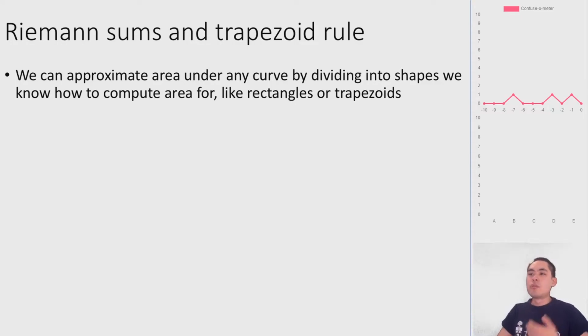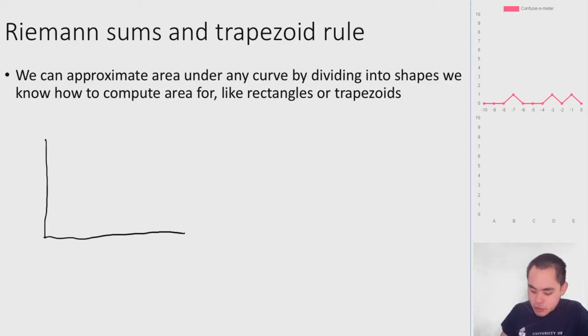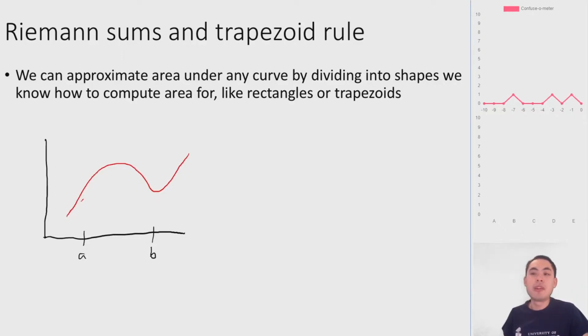Okay, so we can approximate area under any curve by dividing into shapes we know how to compute for. So let's say we have some shape we want to measure between A and B. And let's say that we have some squiggly curve. It starts before A, and let's say it does this. So what are ways we can compute this? There are a couple different things you might imagine. One of them would be, if you could divide them into rectangles, you know how to compute the area of a rectangle. So let's say that we divide it into 4 rectangles.